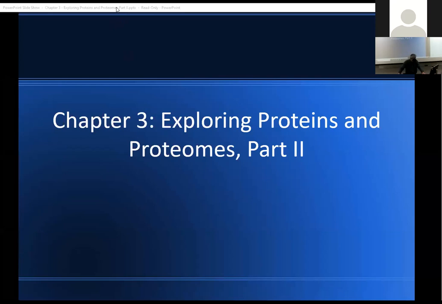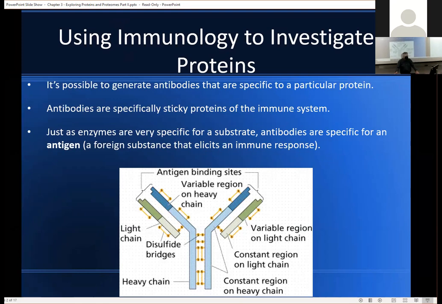Okay, using immunology to investigate proteins. This is really interesting. I actually did a lot of this in grad school. There's some pretty neat immunodetection techniques. So it's possible to generate antibodies that are specific to a particular protein. All right. So let's talk about antibodies a little bit before we get into this.